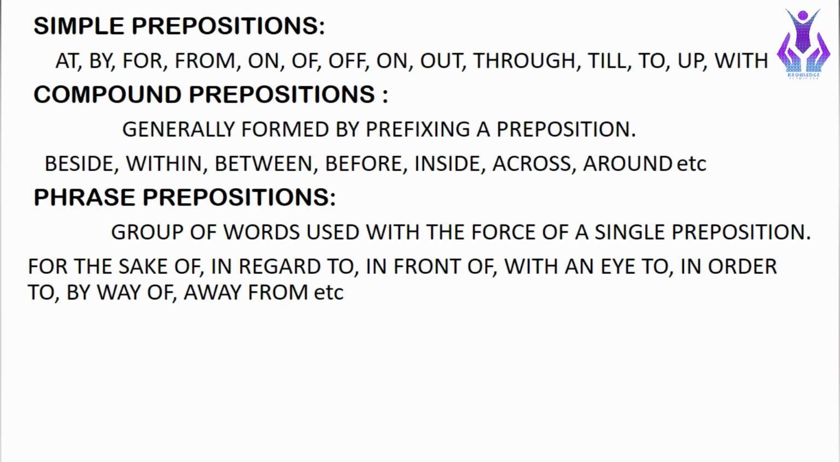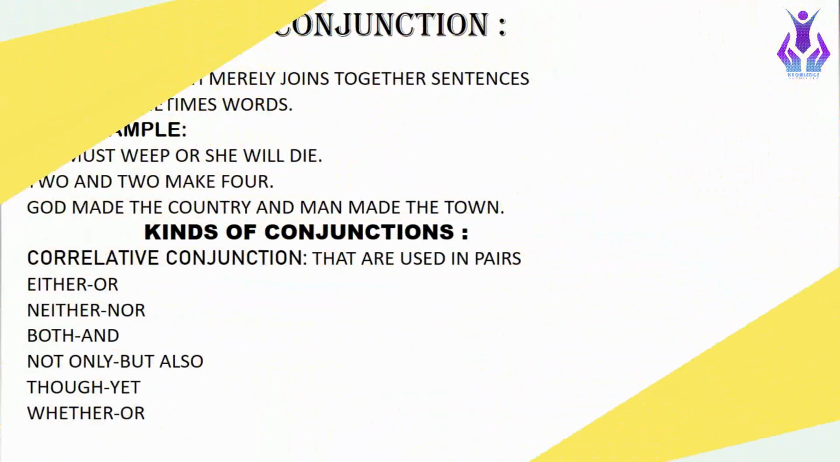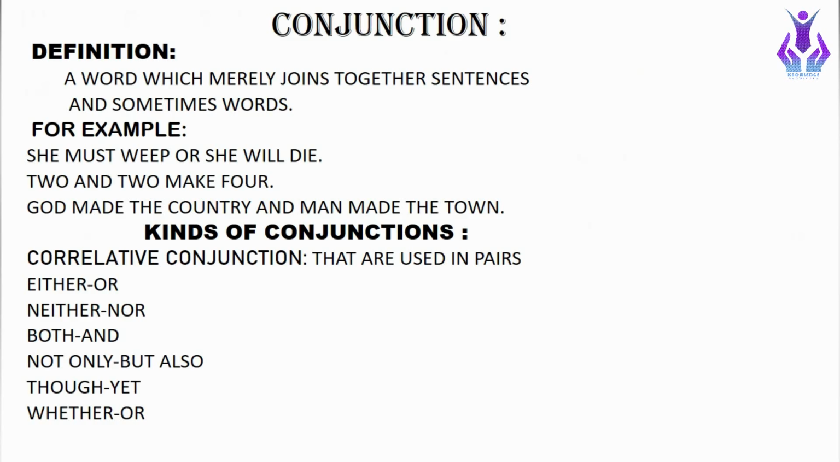One more thing that I told you in our previous lecture is that there are a total of 150 prepositions in our English language. Moving ahead, the next part of speech is conjunction. So what is a conjunction? A conjunction is a word which merely joins together two sentences and sometimes words together.